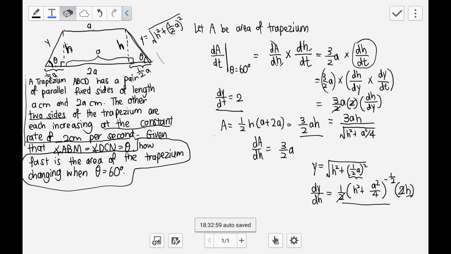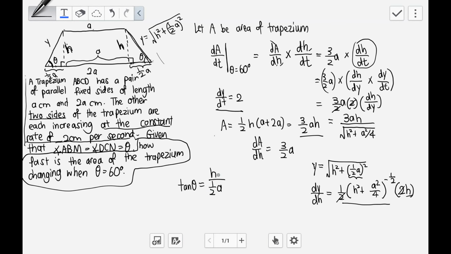Okay, so let's see. Well, h is when theta equals 60 degrees. Tangent theta, we know, equals h over half a. That is, h is the opposite side of the angle theta, and the adjacent side is half a. And because we have tangent 60 degrees, multiplying by half a will give me h. So what is tangent 60 degrees? We know that in the triangle with 60 degrees, this is root 3 and this is 1, right?